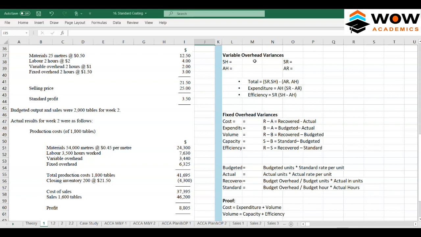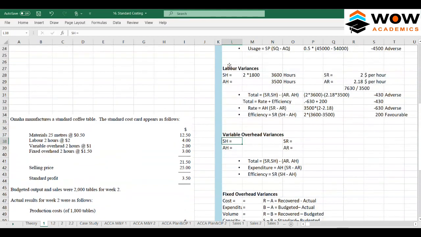So variable overhead variance is quite easy to compute, because only the value will change. The standard hour and actual hour will always go along with the standard hour and actual hour in labor variance. So we don't need to compute anything newly. Standard hour and actual hour you can just copy from labor variance. The rate alone will change, so that alone you have to find out separately.